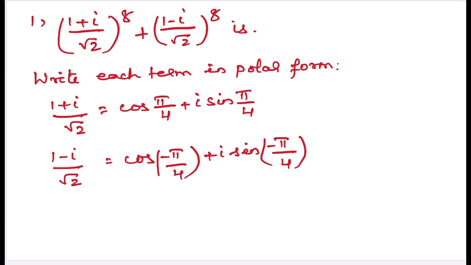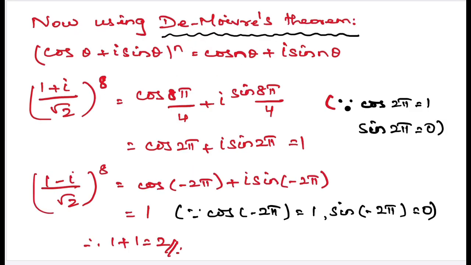The solution is, first write each term in polar form. That is, (1 plus i by root 2) is equal to cos pi by 4 plus i sin pi by 4, and (1 minus i by root 2) is equal to cos of minus pi by 4 plus i sin of minus pi by 4. Now using de Moivre's theorem, you know (cos theta plus i sin theta) the whole power n is equal to cos n theta plus i sin n theta.